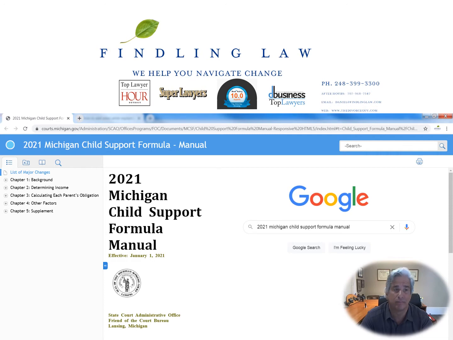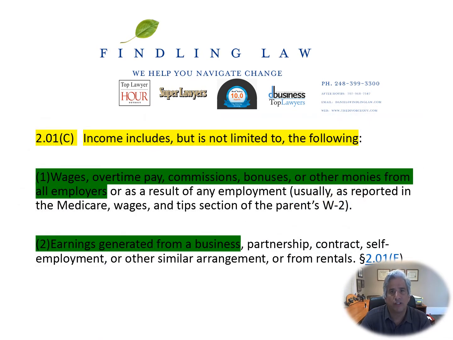Let's get started. Section 2.01 of the Michigan Child Support Formula Manual discusses the two major sources of income. First is income from an employer, whether it's a W-2 or even if you're an outside contractor and you receive a 1099. The second is income from business. That's usually a little bit harder to ascertain what income is. Sometimes it's 1099 income, other times it's a K-1 distribution, or in closely held corporations, you may receive benefits in exchange for working in the business.